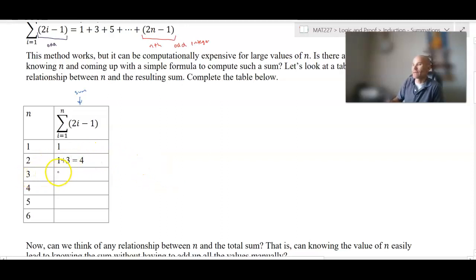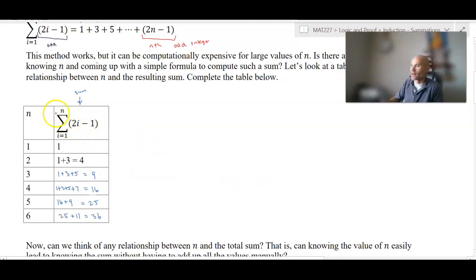We've already done that. For n equals 3, that was 1 plus 3 plus 5, the first 3 odd integers, which is 9. Now if we do the fourth odd integer, 1 plus 3 plus 5 plus 7, that's going to give me 16. And then keep in mind that all we're doing in the next step is we're taking the previous set of values and adding the next odd integer. So 1 plus 3 plus 5 plus 7 plus 9 is 16 plus 9, which is 25. And then 25 plus the sixth odd integer would be 25 plus 11, which is 36.